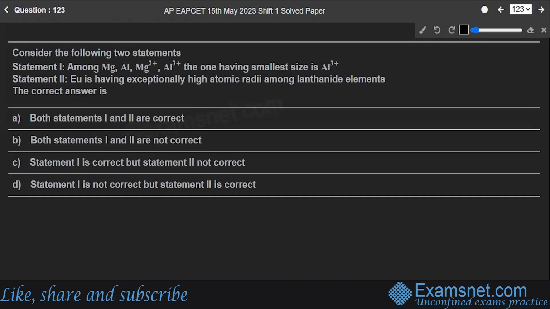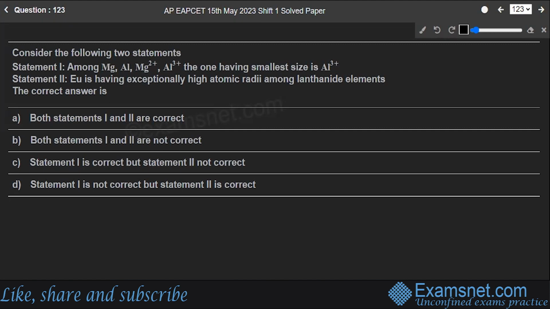Super easy. Next is question number 123. Consider the following two statements. First statement says, among magnesium, aluminium, magnesium ion, and aluminium ion, the one having the smallest size is aluminium ion. And statement 2 says, europium is having exceptionally high atomic radii among all the lanthanide elements. What is the correct answer?